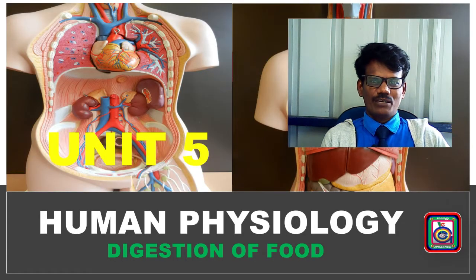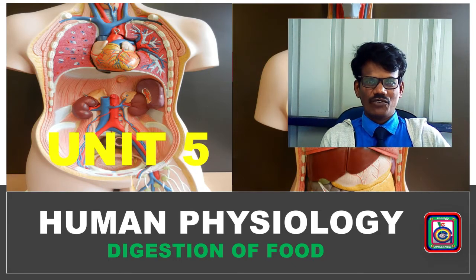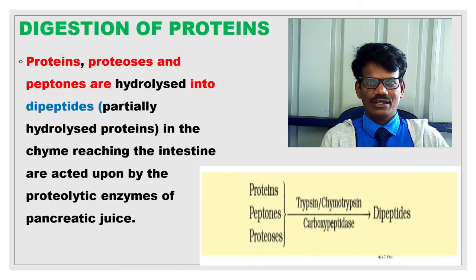Today we are going to see about human physiology. In that we are going to see about the digestion of food in the intestine. So in digestion there are different types of food, we know that: carbohydrate, protein and lipid. Let us see one by one how these food substances are digested inside the intestine.